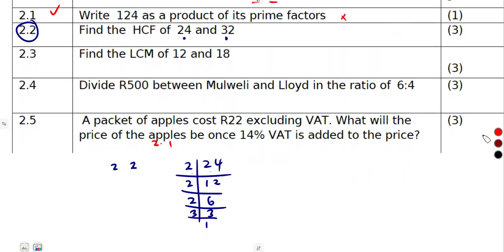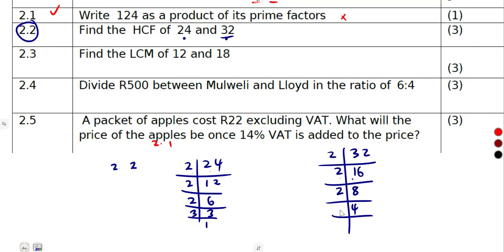All right. 32. Do the same way. 2 is the smallest. 16. 16 divided by 2, that's 8. By 2, that's a 4. Divide by 2, that's a 2. 2 and 2, that's a 1.